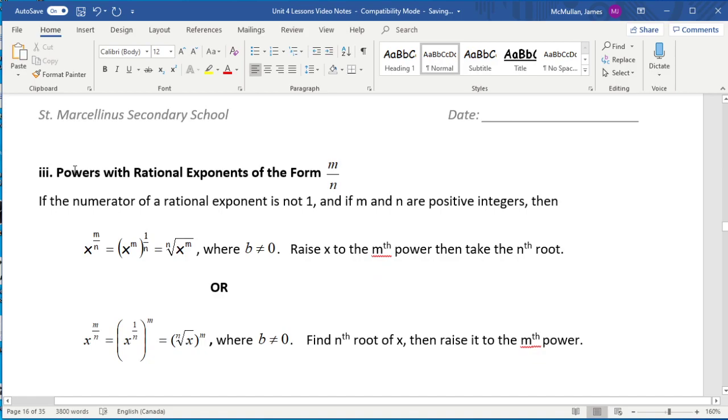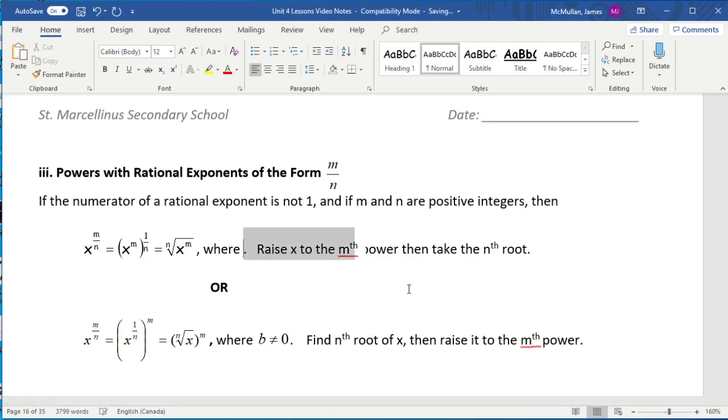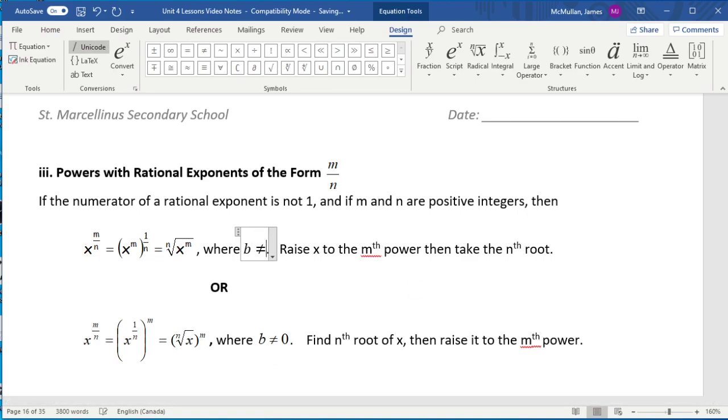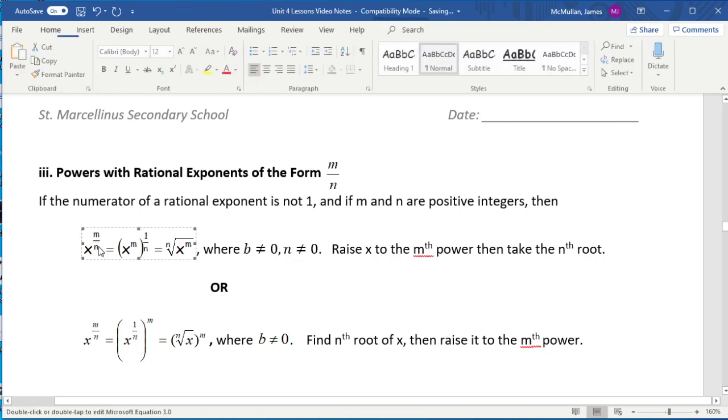Okay, what do you do when you have an exponent that has a top and a bottom? Here it's x to the power of m over n. What you get here is the n is the root. It goes at the front of the radical, and m is the exponent. It goes inside the radical. Now this says where b is not equal to 0. I think probably what it means is x is not equal to 0, and n is not equal to 0. I'm not really sure what this is saying, but b cannot be 0, and n also cannot be 0, right? Because you can't have the 0th root of something.